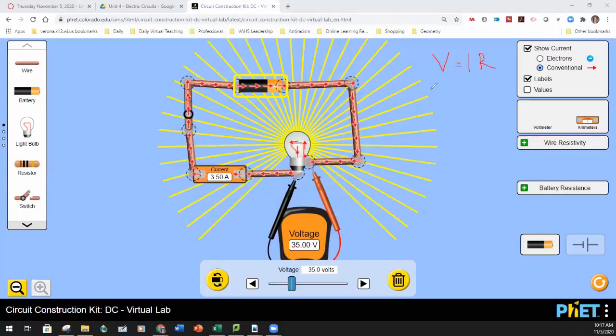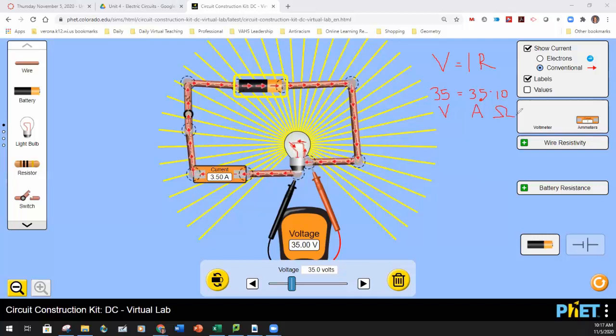And let's look at an example here. So 35 volts equals 3.5 amps. So 35 volts is the voltage, 3.5 amps is the current, and then the resistor is the light bulb, and the resistor in this case is 10 ohms.